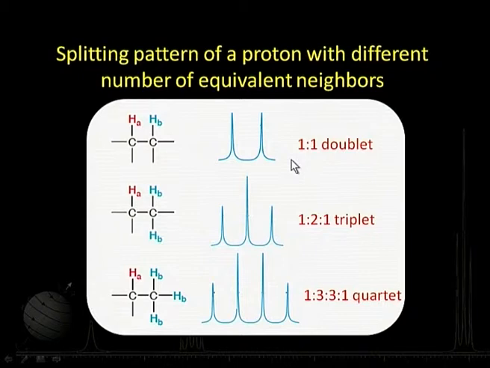So, what we get is that if I got one neighbor, I get a doublet. It is called a 1:1 doublet because both the signals are equally intense here. And if there are 2 neighbors, I get 3-line spectrum called a triplet. The intensity pattern will be 1, 2, 1. And if there are 3 equivalent neighbors here, I get a 4-line spectrum.